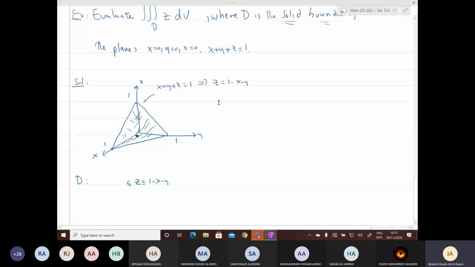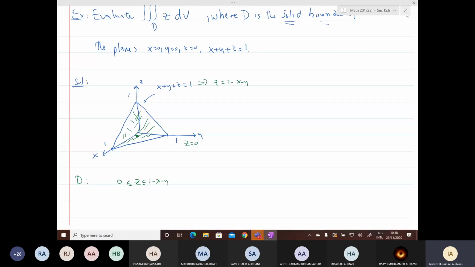Now if you are sitting here, you are sitting on what? What is under you? What is the lower surface? Or you are sitting over what? The XY plane. You are sitting on the floor. What is the equation of the floor? Z equals 0. So z will be from 0 to 1 minus x minus y. So the lower is the floor, z equal to 0. The upper is the triangular plane, 1 minus x minus y.